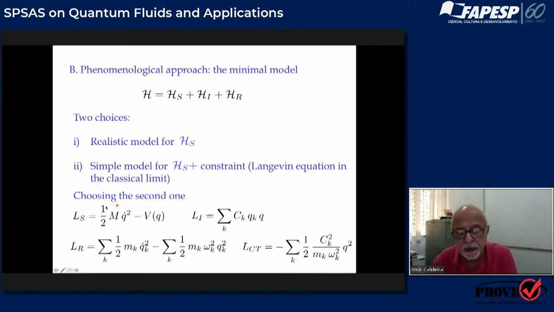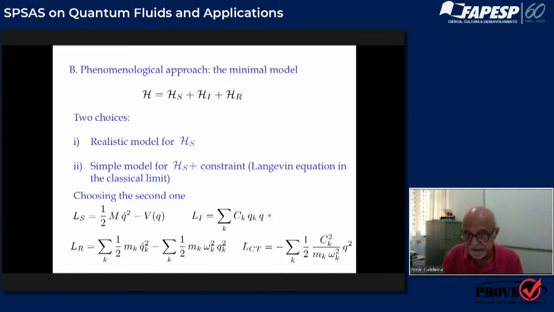Namely, I will couple a system, a mechanical system, which has the inertial term and the conservative potential, and I will couple that bilinearly to a set of non-interacting harmonic oscillators. So it's something completely quadratic, and I hope that I can compute the influence functional exactly. On top of these terms, we also have a counter term that we will explain very soon. And so that's my general model.